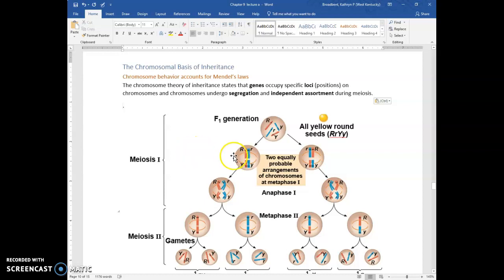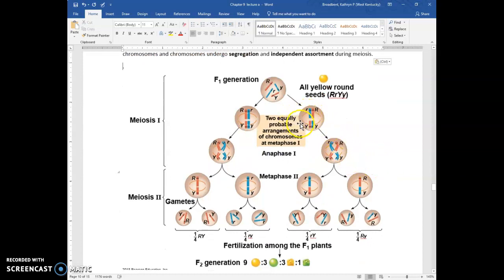So let's look at independent assortment. This is an example where we've got the yellow round seeds that are heterozygous. They have the round gene, and they also have the wrinkled gene. They have the yellow gene, and they also have the green gene, so they're heterozygous.